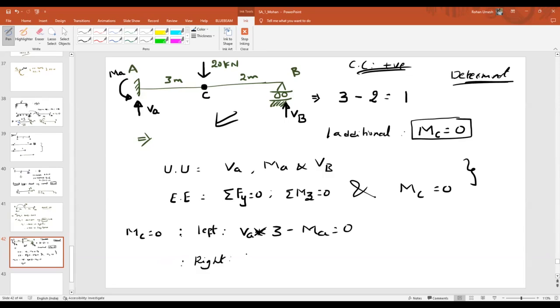Similarly, look at it from the right side and tell me. VB into 3 equal to 0. I think you can understand, right? By looking at these two, using which side can we directly get one unknown reaction? The right side. If you look at the right side, what is the reaction at B? VB will be 0.